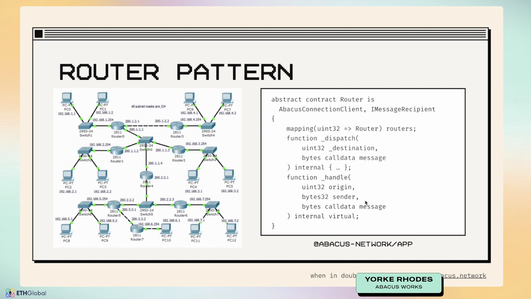And you don't have to think really at all about access control. You see these are both internal, so no other contracts can interact with these. And all you have to do as a developer is populate this routing table, and you can then leverage these dispatch and handle functions, which make it slightly easier to have a symmetric communication pattern between all of the smart contracts that exist across all of the different blockchains.